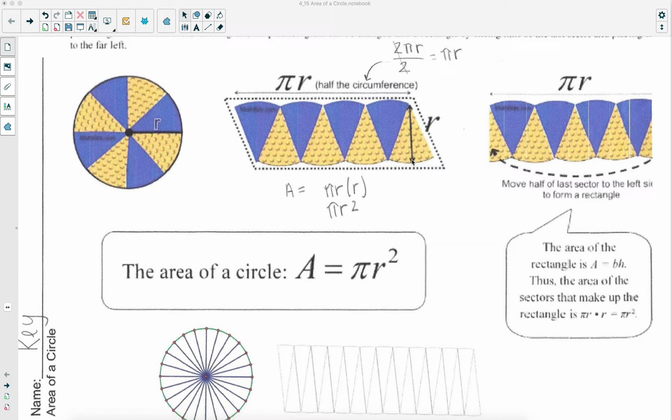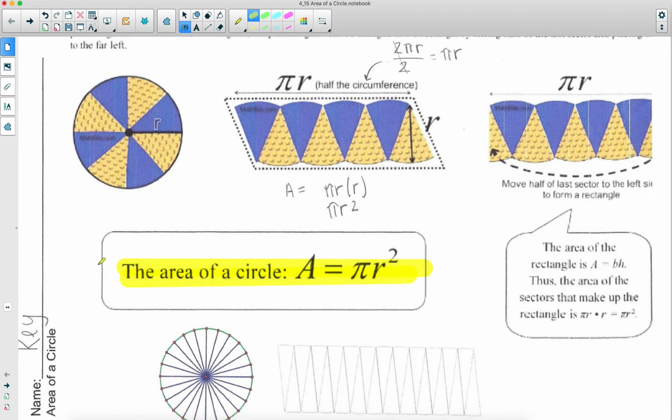And then the height of your parallelogram goes from this vertex down to the outside arc of that sector. Well, if you go to the vertex, the outside arc of a sector, that's the radius. So they have r. To find the area, it would be the base, pi r, half the circumference, times the height, which is the radius. So pi, and then r times r is r squared. So your area formula for a circle is pi r squared, and that's where it comes from.